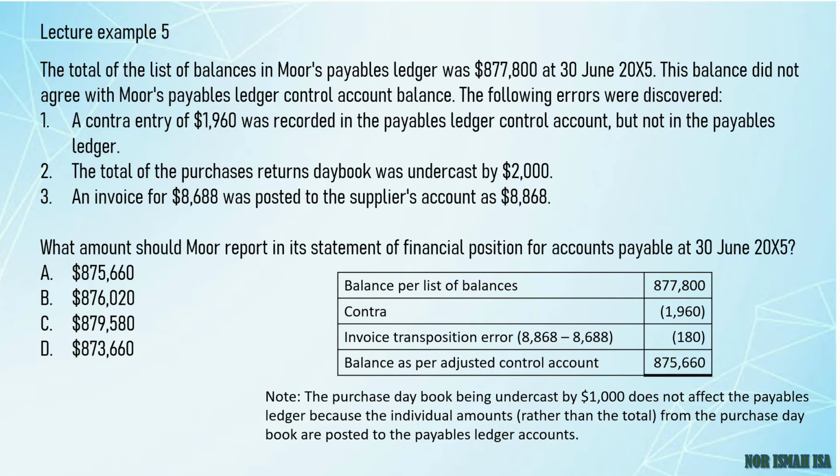As for the purchase debit of 2,000 here, you just ignore it because this happened in the receivable ledger control account. This question gives you the payable ledger balance, so ignore the mistake that occurred in the receivable ledger control account. Just take the mistake that happened in the payable ledger.